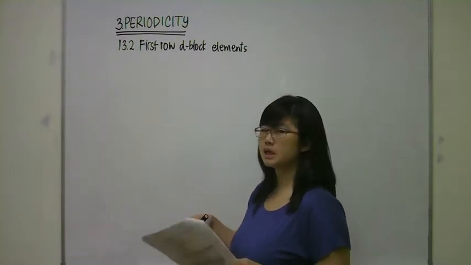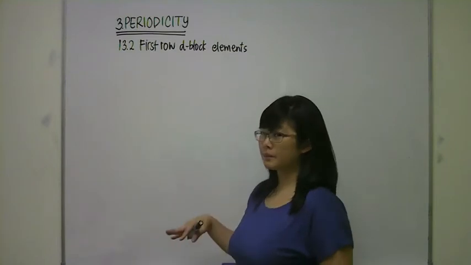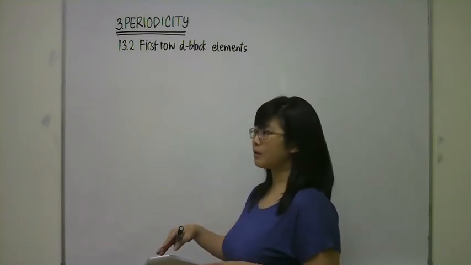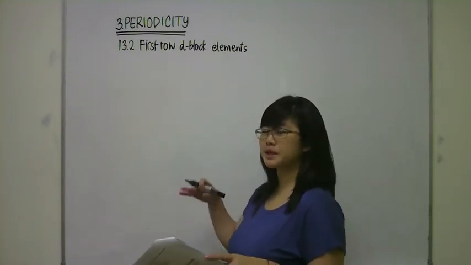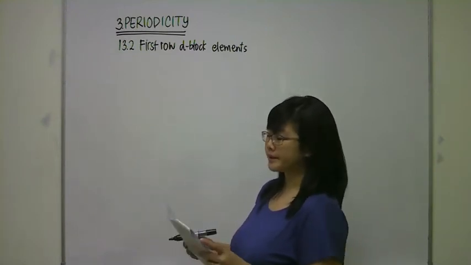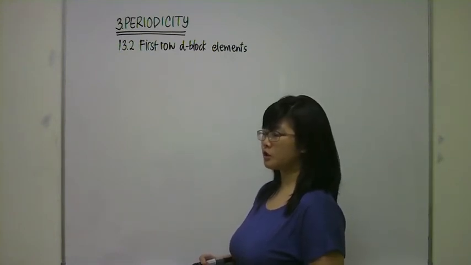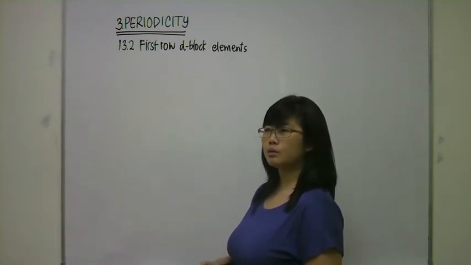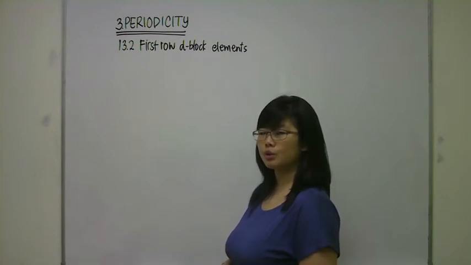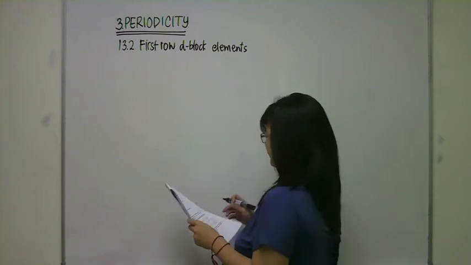In periodicity, the students are also going to be learning about the first row D block elements, okay? But mainly we are going to focus on the transition elements in the first row of the D block in the periodic table. This should be a fairly new topic to them, so I think most students will need to pay more attention to this part, and you need to be able to explain it more clearly and simply, okay?